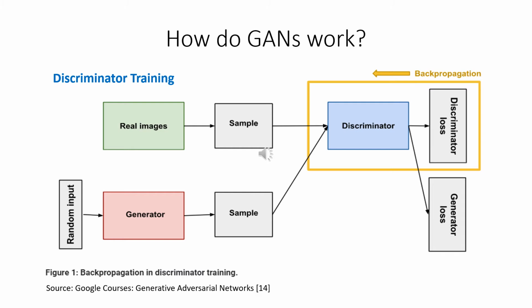The discriminator uses the output from the generator as its input via the sample box, and through a process called backpropagation provides a signal to the generator to update its weights, which essentially trains the generator with each pass through the process.